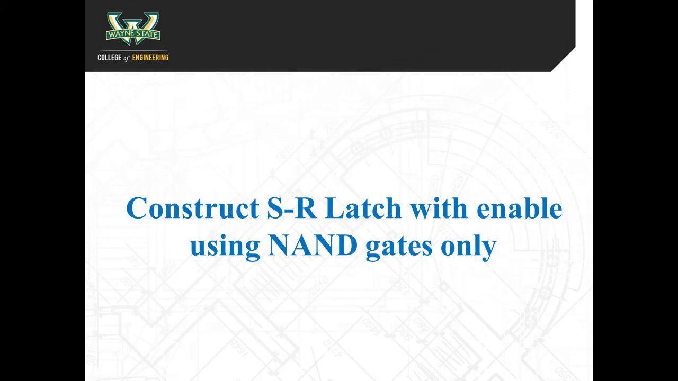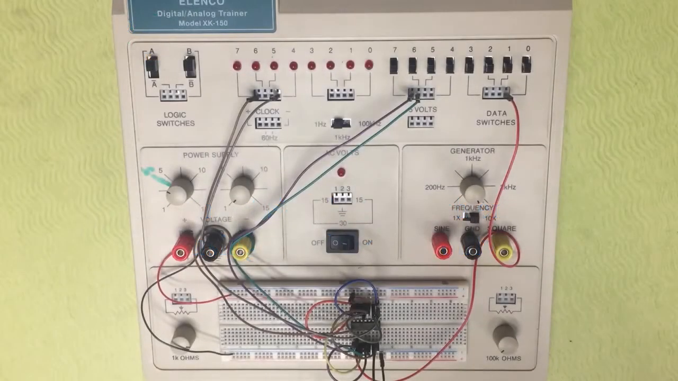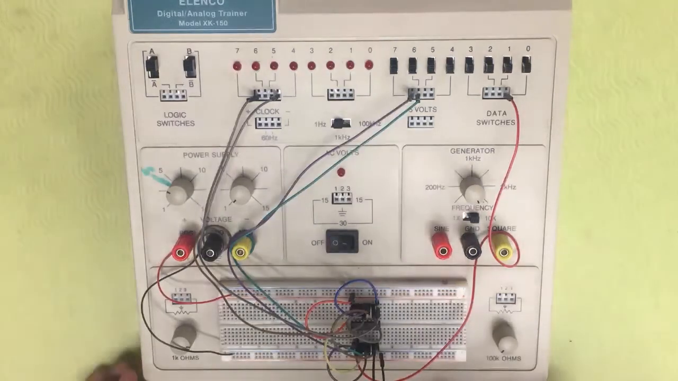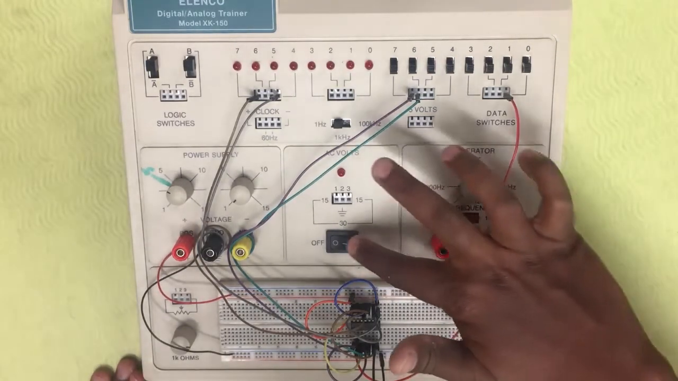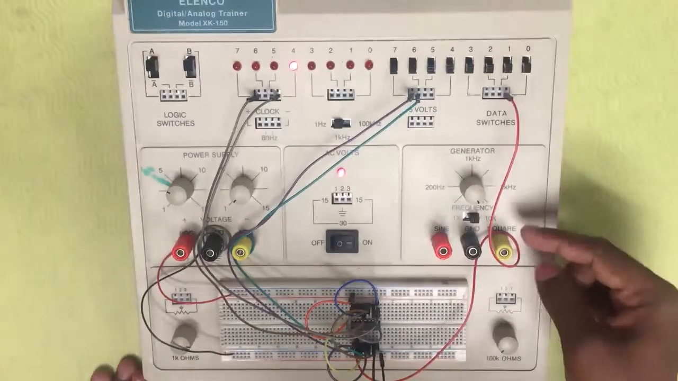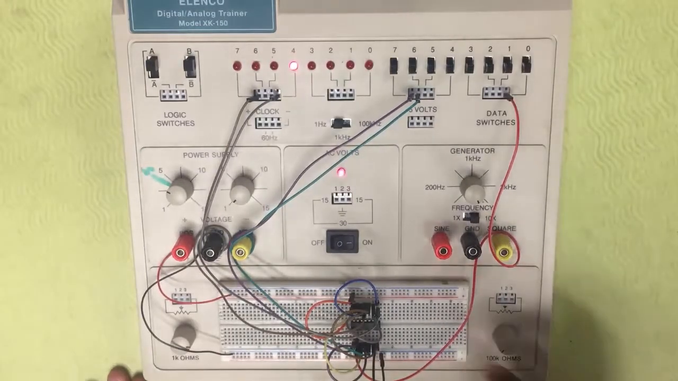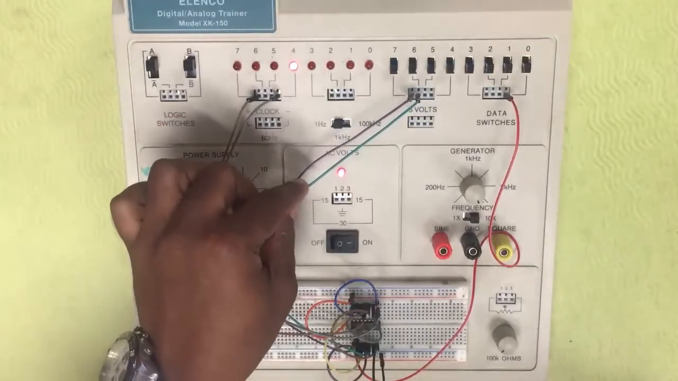We implemented the SR latch with enable here. Switch 0 is the enable input, S is connected to switch 7, and R is connected to switch 6. The Q output is at indicator 7 and Q bar output is at indicator 4.